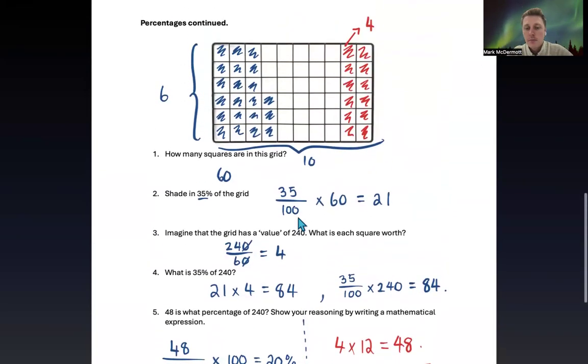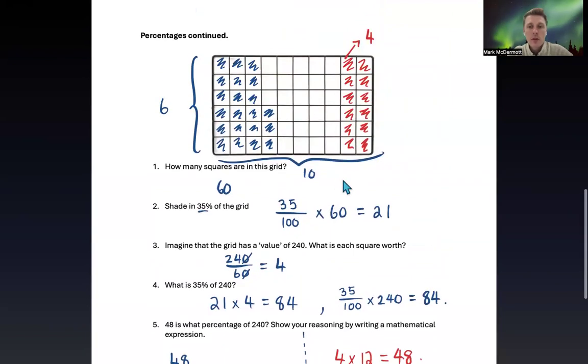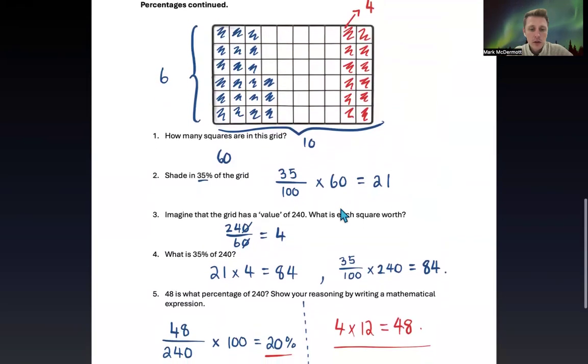So again, it's important that we make these connections between part and whole thinking when we're working through these percentage problems.